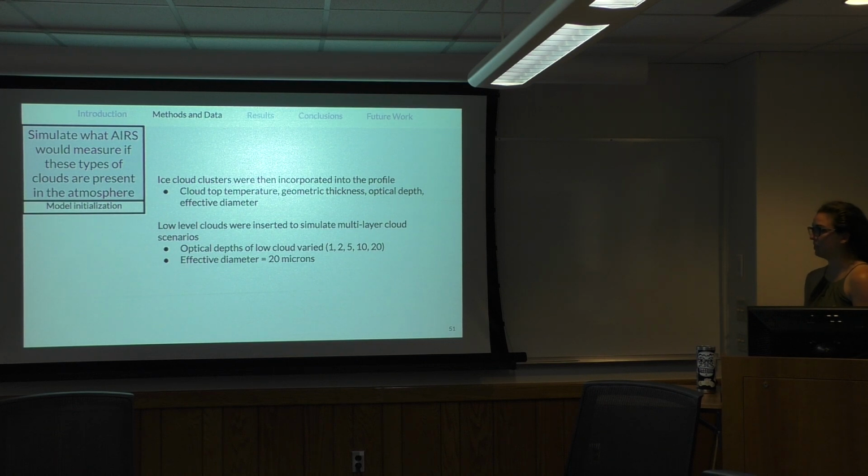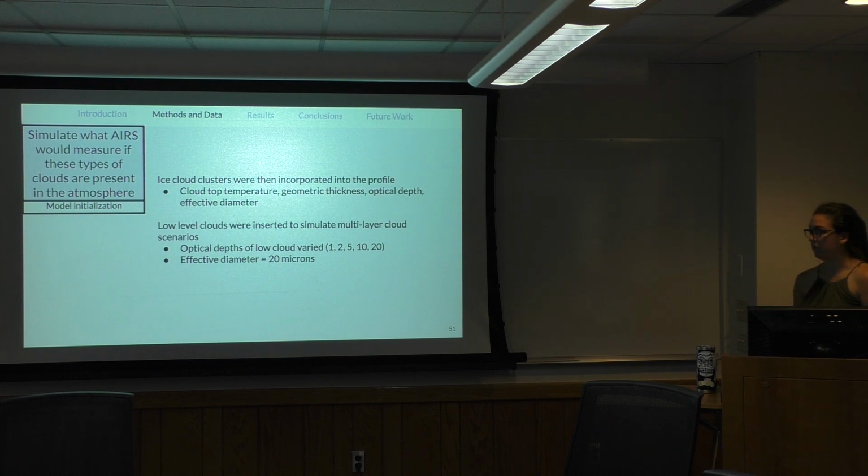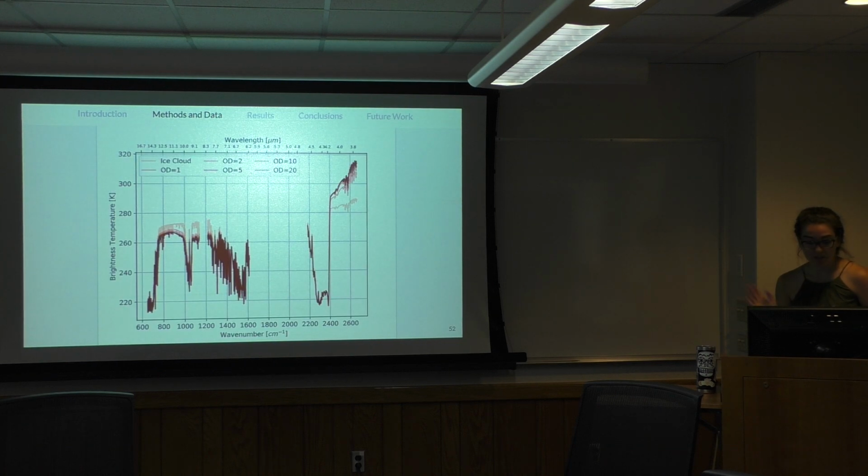We then integrated those ice cloud clusters into the profile, and since we were concerned about multi-layer clouds as well, we also inserted lower level clouds beneath them to see what our instrument would see in multi-layer cases. Those lower level clouds weren't based on observations. We just wanted to see a general case of what would happen. So we just assigned one particle size and then just varied the optical depth for those. So this is an example of one of the outputs from our radiative transfer model.